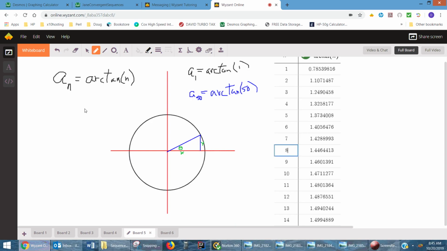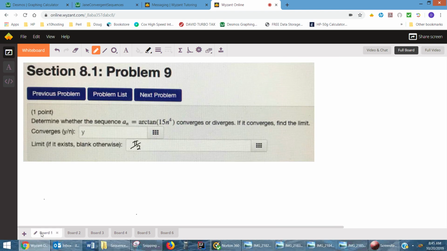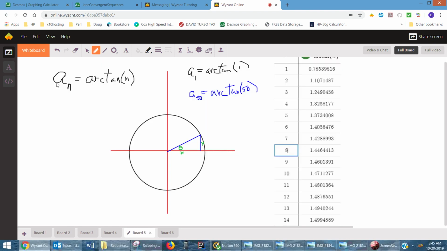Okay, I'm probably going to go into more detail in this problem than the viewer might want to see, but here we go. This problem, finding the limit of the sequence arctan of 15n to the fourth, whether it converges or diverges, find the limit if it converges. I'm going to use a slightly easier sequence for starters.